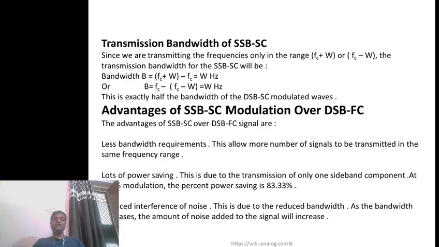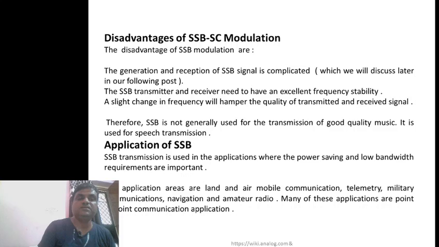Another advantage is that less bandwidth is required, so more channels can be accommodated in the same frequency range. Then there is power saving. If you calculate the power saving in single sideband, around 83.3% of the power is reduced due to the suppression of the carrier power and one of the sideband powers. Then there is reduced interference of noise. This is due to the reduced bandwidth. If bandwidth is reduced, interference will reduce, so the noise due to interference will also reduce. As the bandwidth increases, the amount of noise added to the signal increases, so the signal to noise ratio is improved.